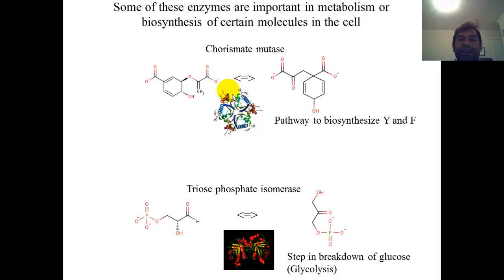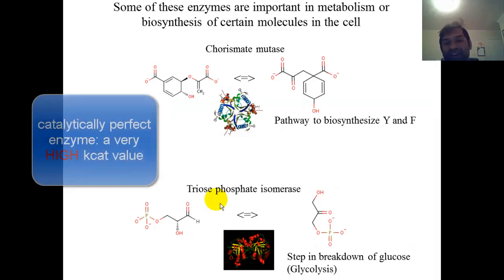Here's another enzyme, triose phosphate isomerase. So if we ever have an opportunity to study glycolysis, you will be very familiar with this enzyme. Triose phosphate isomerase is going to convert dihydroxyacetone phosphate, shown here on the right, to glyceraldehyde 3-phosphate, shown on the left. Okay, it's a free interchange. Triose phosphate isomerase catalyzes that reaction. Interesting bit of trivia on triose phosphate isomerase. Some enzymologists dub this enzyme a catalytically perfect enzyme. So what do I mean by catalytically perfect enzyme?